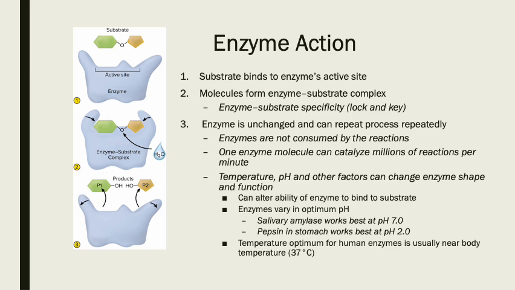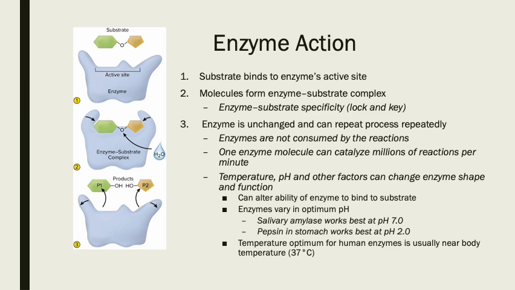Okay, so this is the action that enzymes take. The first thing an enzyme does when it's catalyzing something is the substrate binds to that enzyme. When that binding occurs, it makes an enzyme-substrate complex. So whatever the enzyme is trying to speed up the process of, it's going to come attached to the enzyme, and then it's going to make an enzyme-substrate complex. The enzyme is always unchanged in this process. So the enzyme is never affected by catalyzing things. It can do this over and over again without anything happening to itself. So enzymes are never consumed by the reactions, and they can catalyze millions and millions of reactions per minute.